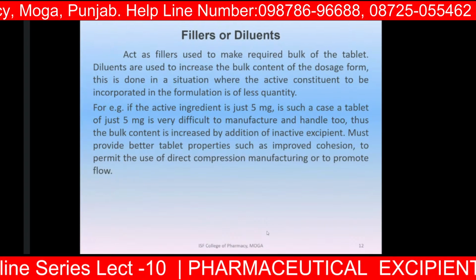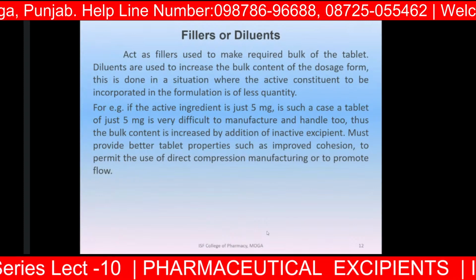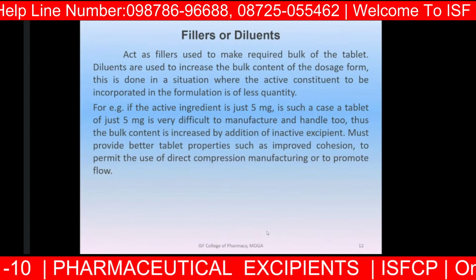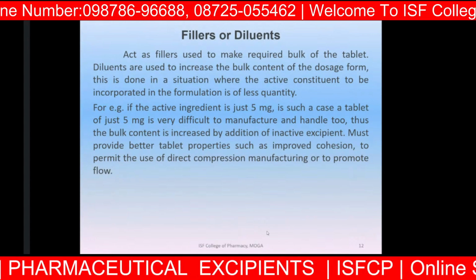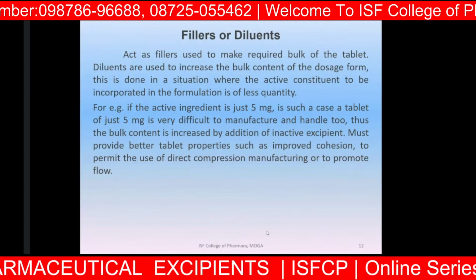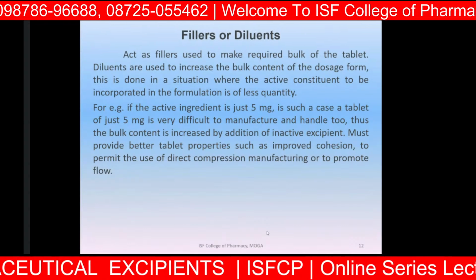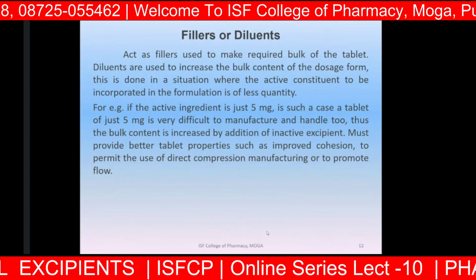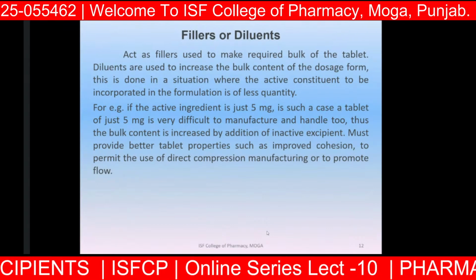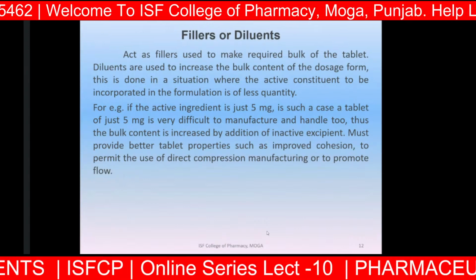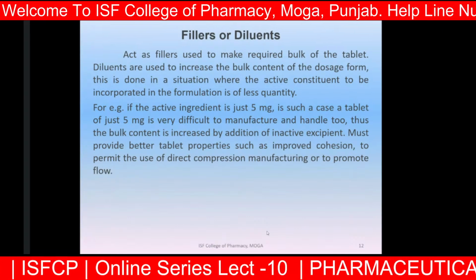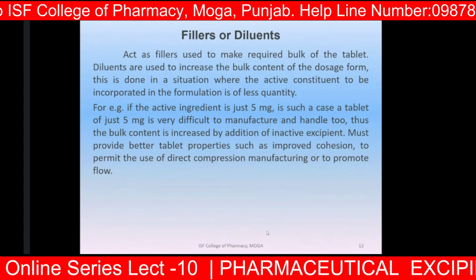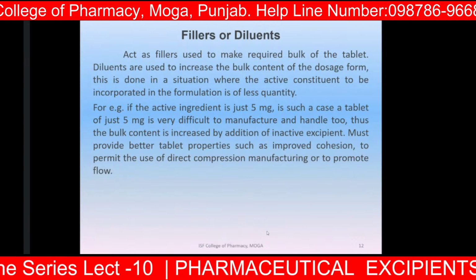If we are concerned about the filler or diluent, this acts as a bulk enhancer in the tablet and capsule, used to make the required bulk or to add mass to the drug substance, so facilitating precise metering and handling in the prescription of the dosage form. So if we take an example, if the active ingredient is 5 mg, in such a case a tablet of just 5 mg is very difficult to manufacture and handle too.